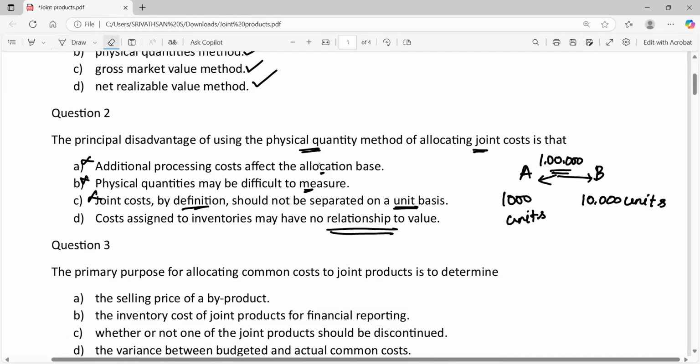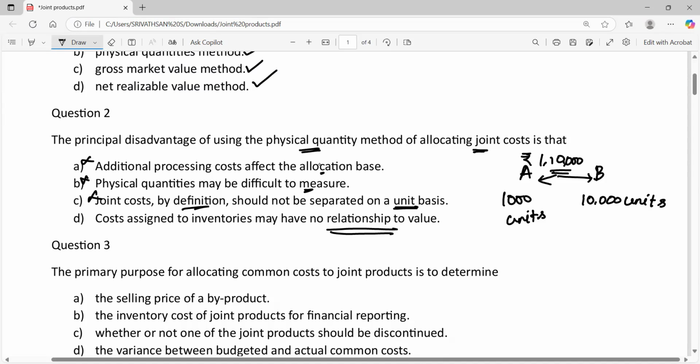Let me do one thing. Let's take this as 1 lakh 10,000, so the calculation will be slightly easy. So 1 lakh 10,000 is the joint cost, which is incurred for producing 1,000 units of A and 10,000 units of B. Now this 1 lakh 10,000 rupees should be shared between product A and product B.